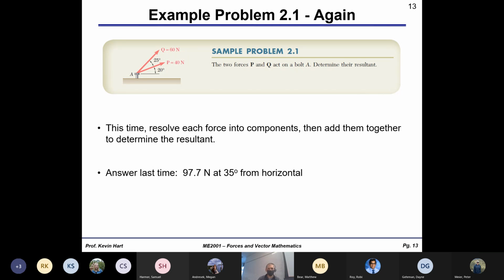Okay, so this is the same sample problem that we did before with vectors q and p of 60 and 40 newtons. We drew them tip to tail last time and made that crazy triangle, and the answer that we found last time was 97.7 newtons, 35 degrees from the horizontal. Just as a reminder for those that fell asleep yesterday. This time we're going to resolve each one of these into its components. We'll put the standard coordinate system on there, the XY coordinate system. And then we can just add those two together directly and see what we come up with.